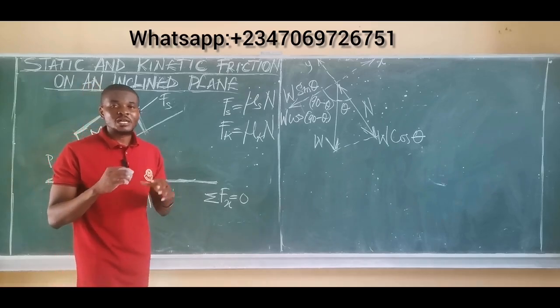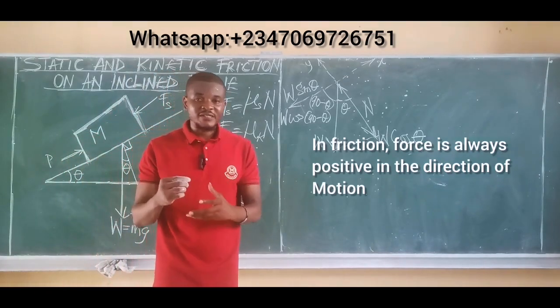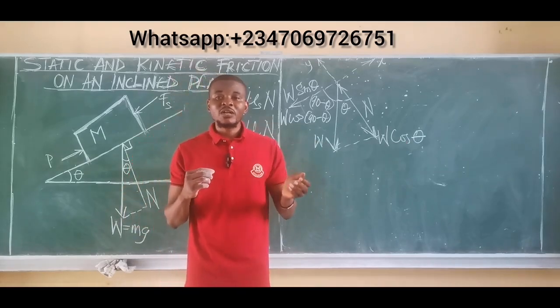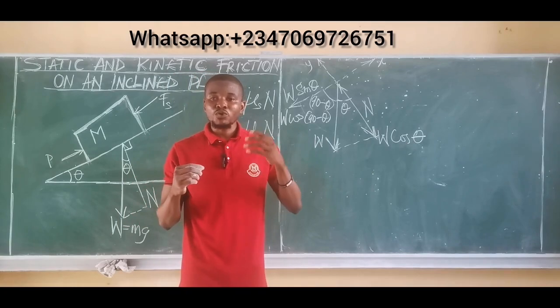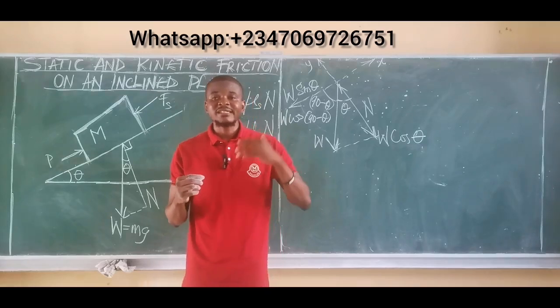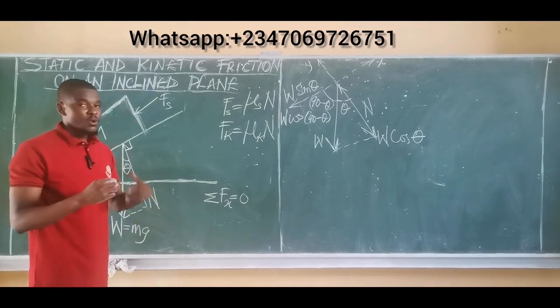Since motion is horizontal, when it comes to friction, forces are always positive in the direction of motion. The idea is to always make frictional force negative because frictional force must always act to oppose motion. And any force that acts to oppose the motion of an object is a negative force. So summation of force in the x-axis is equal to 0.